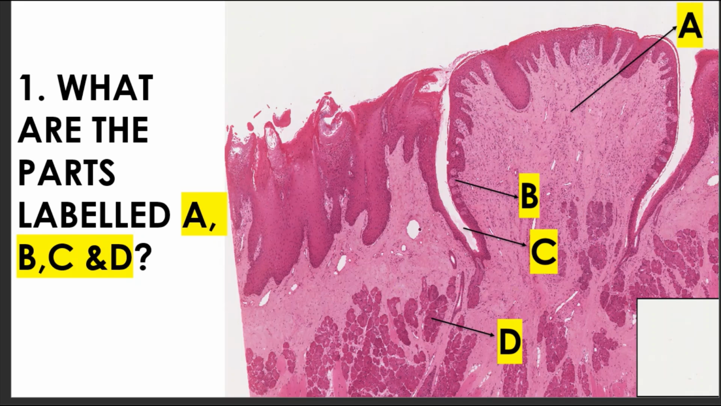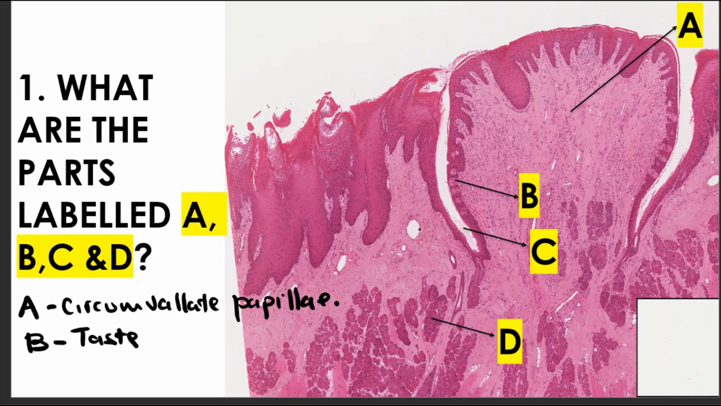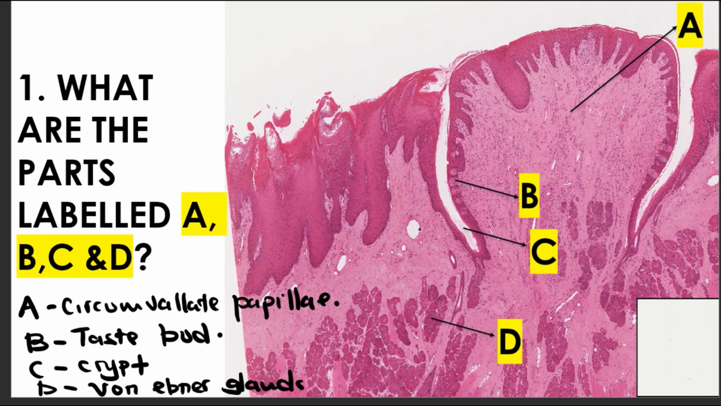What are the parts that are labeled A, B, C, and D? A is just the circumvallate papillae of the tongue. B is the taste bud on the circumvallate papillae. C is a cleft. And then D is the von Ebner's glands. So the von Ebner's glands open in the cleft here. They come like this and they open in the cleft of the circumvallate papillae.